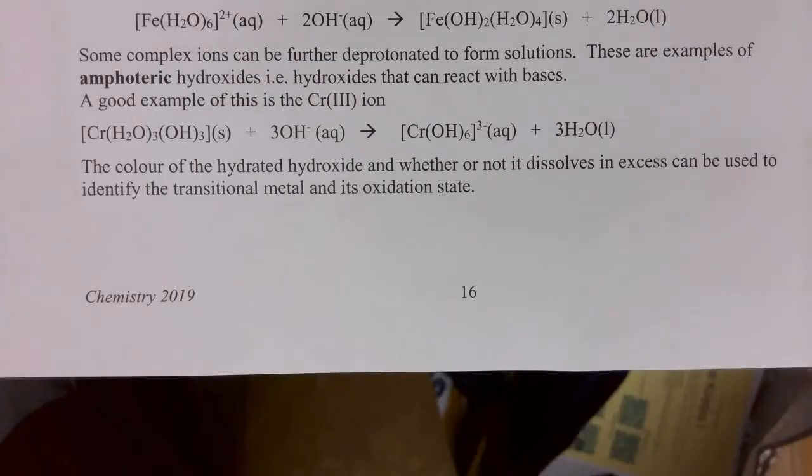Now, this is slightly complicated by the fact that some of the hydroxides of the transition metals are amphoteric. Amphoteric means, remember, that they can act as an acid or a base. So chromium 3 hydroxide can act as both an acid or a base. Here it's acting as an acid because it's releasing a proton to the OH negative ions. We'll look at this reaction in more detail, but it goes from a solid precipitate to a solution when you add excess hydroxide ions.